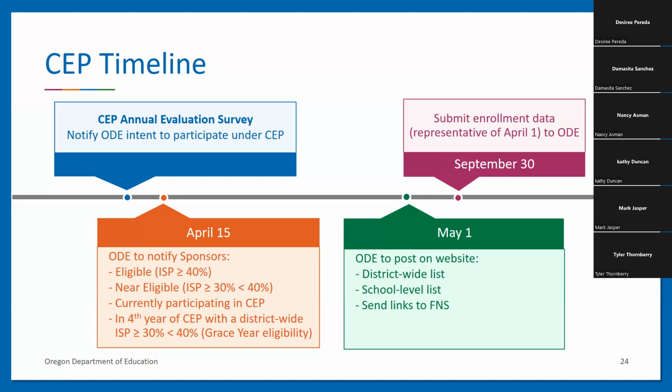Note, the proxy data is derived from the number of directly certified students, SNAP, TANF, and does not include students from other categorically eligible programs such as Migrant, McKinney-Vento, and Head Start. The CEP election documents are due by September 30th, 2022.